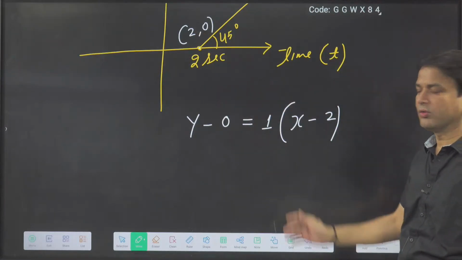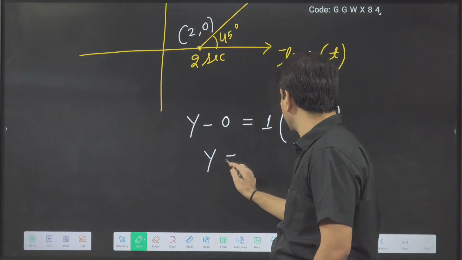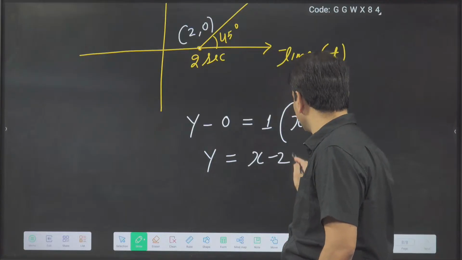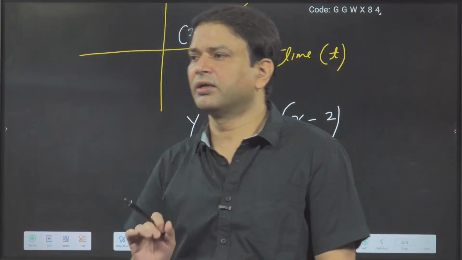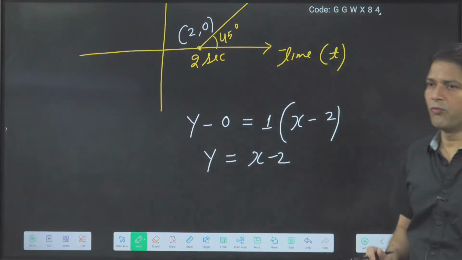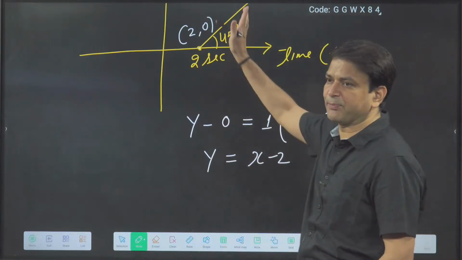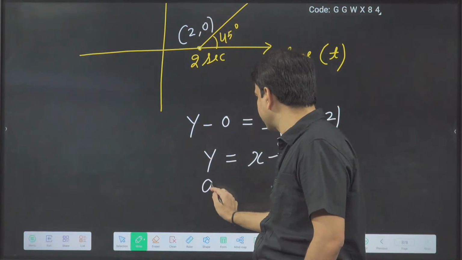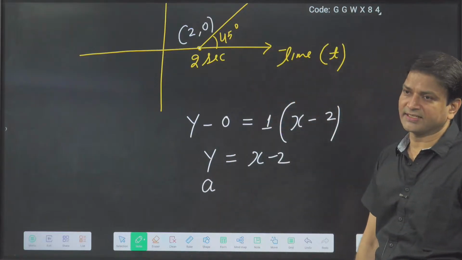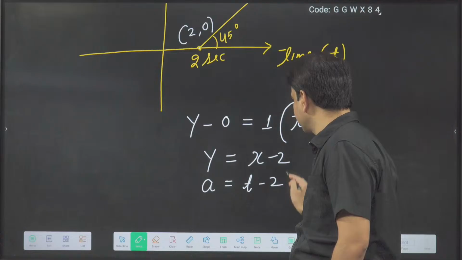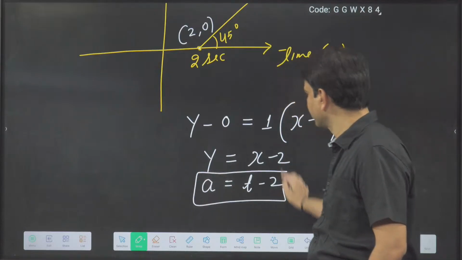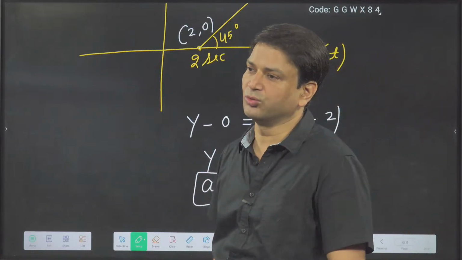Okay. Now the equation you got is y is equal to x minus 2. This is the equation I got, y is equal to x minus 2. Now what is the y? Y is equal to what? On the y axis I plotted the acceleration, so I will replace y by a. On the x axis I plotted the time, so I will replace x by t. Now this is the a-t relation you got: a is equal to t minus 2.